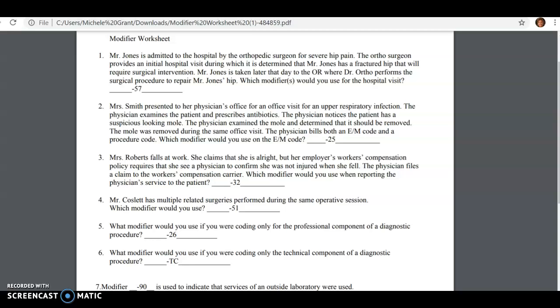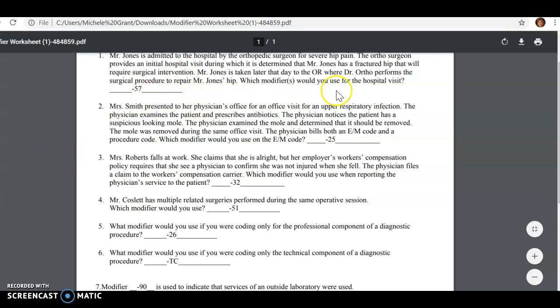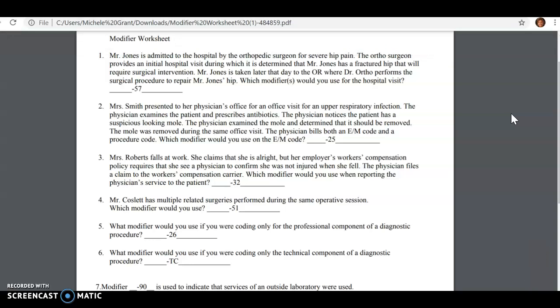Okay, so number two, that's going to be 25. So let's look between 24 and 25. I think some of you put 24 on number one. Once again, this is during post-operative. So we can't use 24 for number one. So with number two, let's go to 25 and let's explain it here.